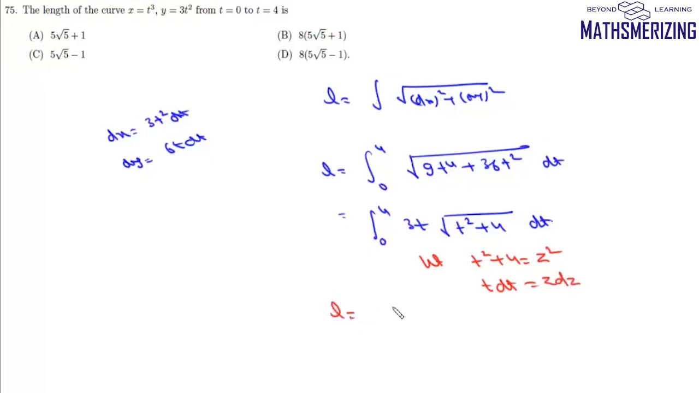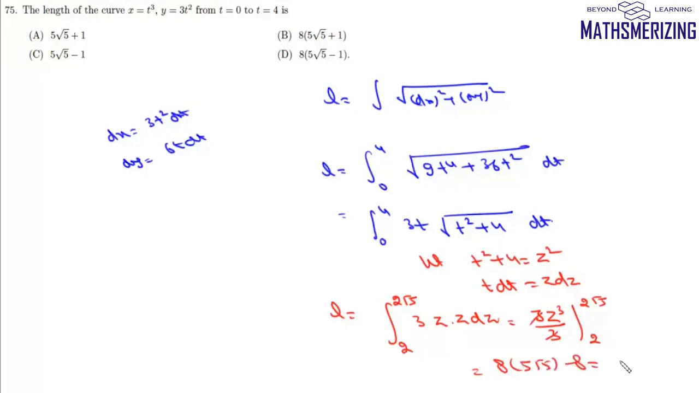We can write this as L equal to 3 integral of z into z dz. Now what are the limits? So when t is 0, z is 2, and when t is 4, it will be 16 plus 4, 20, and 20 is 2 root 5. So we'll get this as 3 z cube upon 3 from 2 to 2 root 5. So it will be 8, and then 5 root 5 minus 8. So it will be simply 8 times 5 root 5 minus 1, and that's your option number D.